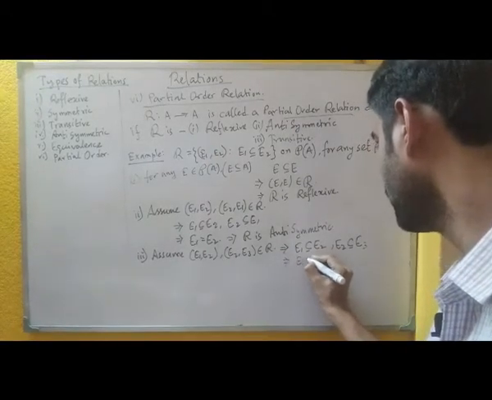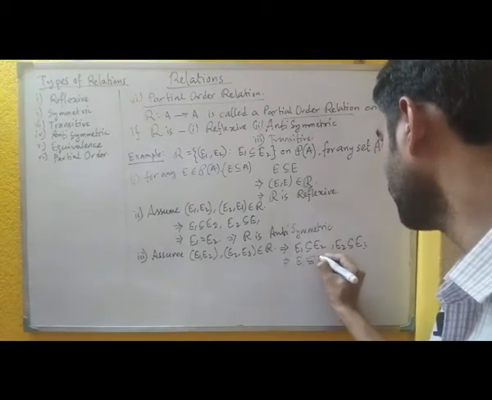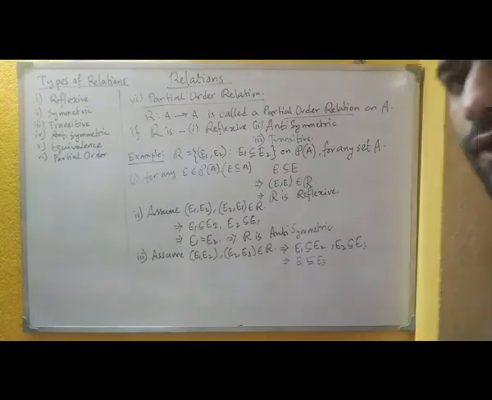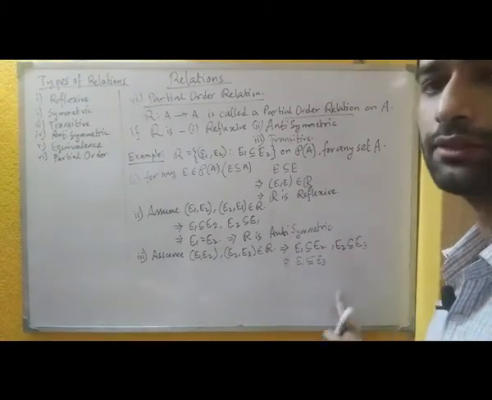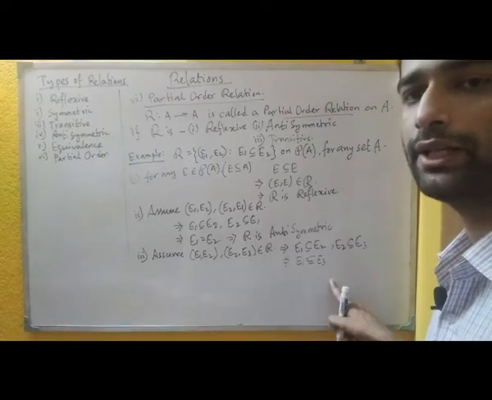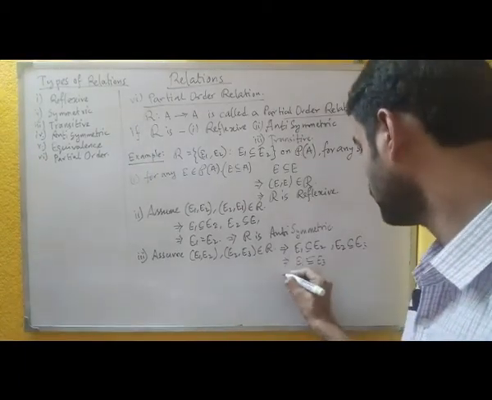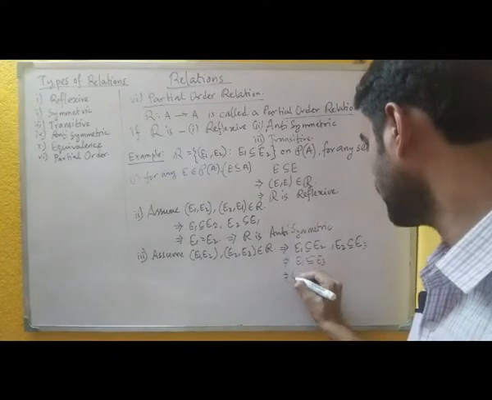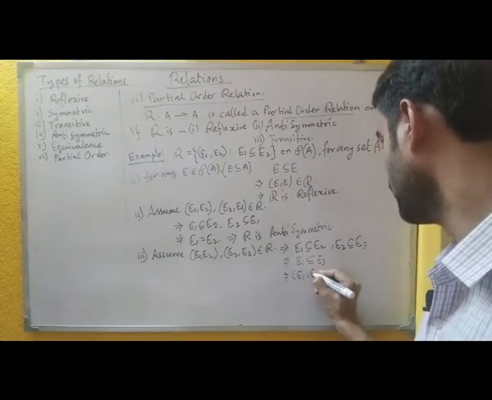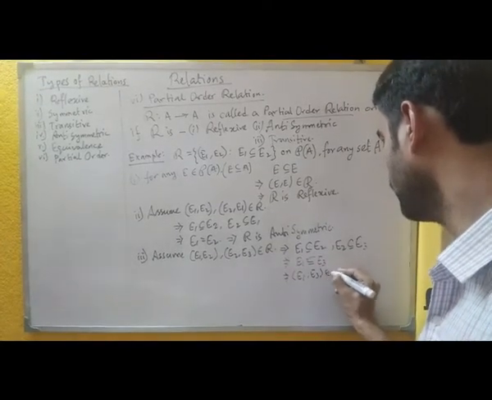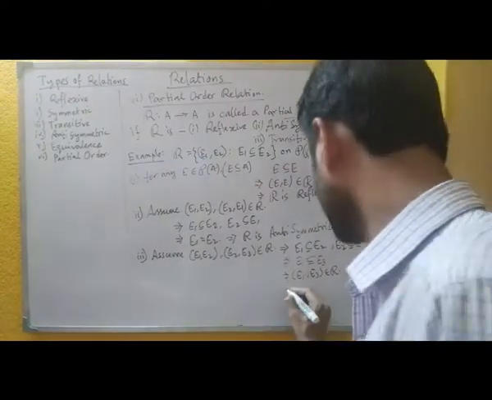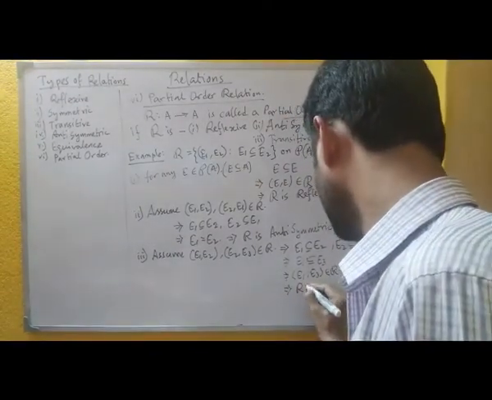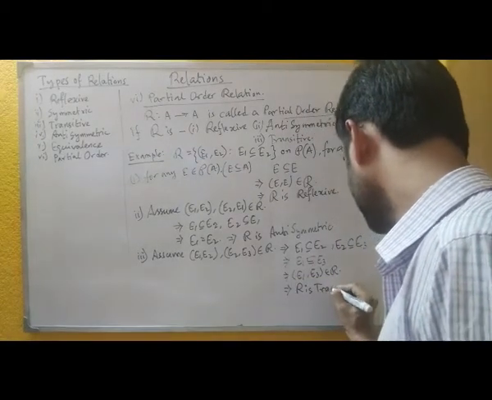This together says that E1 is a subset of E3, because E1 is the smaller one and E3 is the largest one. So E1 will be contained in E3. So from here we can say that the ordered pair (E1, E3) will belong to the relation R, and so we can conclude that R is transitive.